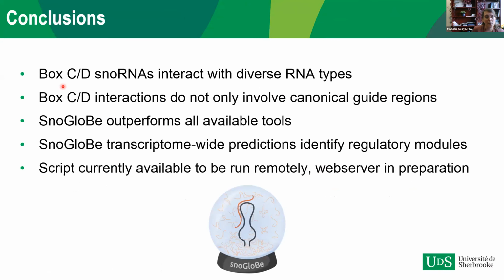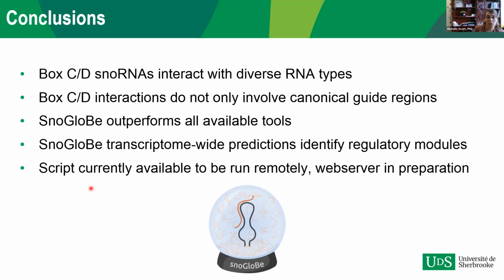Overall, we find that box C/D snoRNAs interact with diverse RNA types, and that the interactions of box C/D snoRNAs don't only involve canonical guide regions, so we should also investigate these other types of interactions. SnoGloBe outperforms all currently available tools, and when we investigate the transcriptome-wide predictions of SnoGloBe, we can identify regulatory modules. I touched on this a little bit, but we're currently going much further in these analyses and depleting multiple snoRNAs of interest to investigate this further.